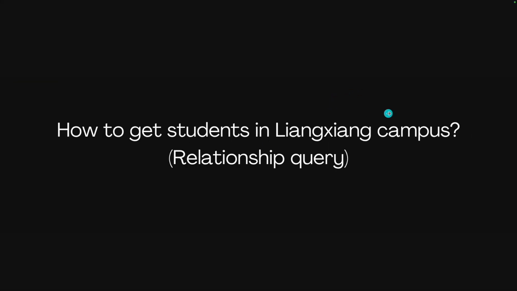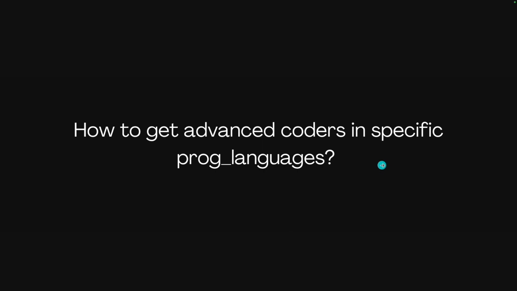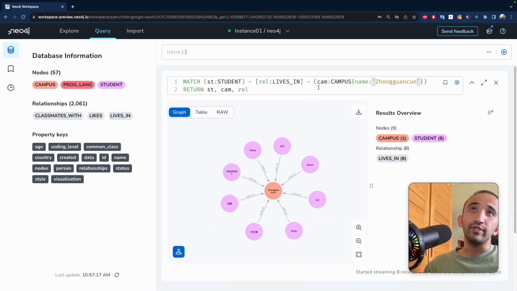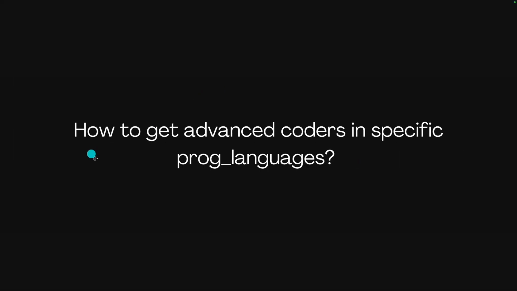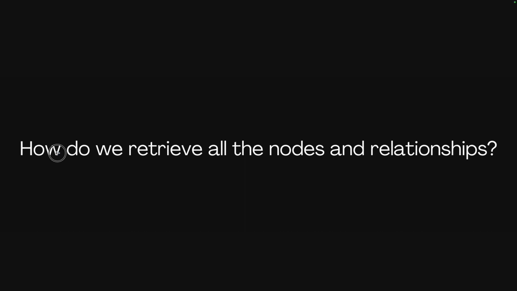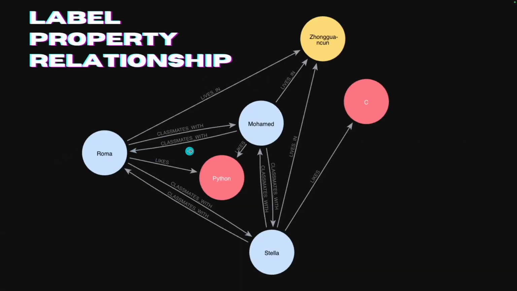All right, so let's move on to the next question. How to get advanced coders in specific programming languages? So we have programming languages, and actually this is a really nice question to talk about properties of relationships. If we go back, as I told you, every single node has a property, but also the relationships can have properties, okay?